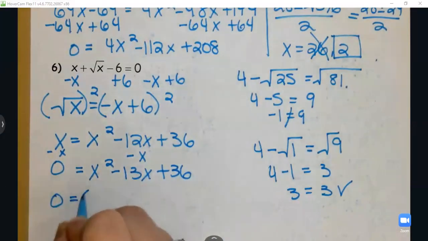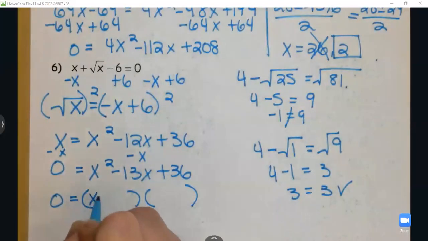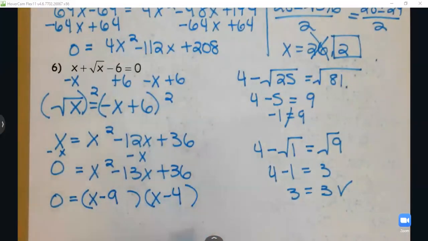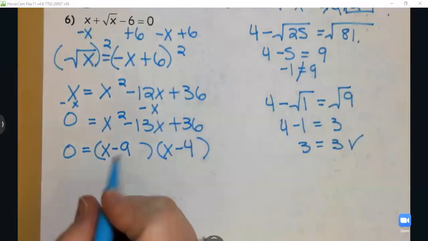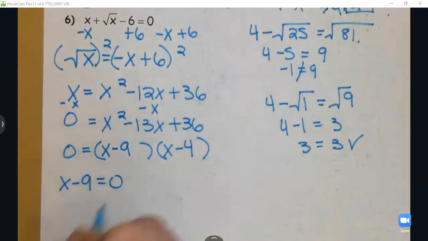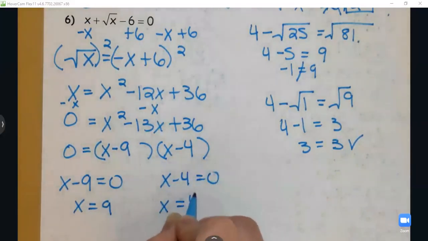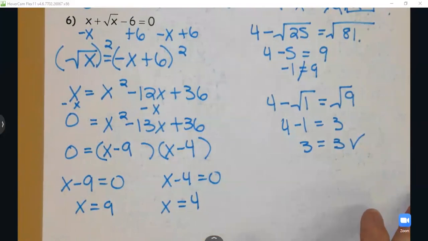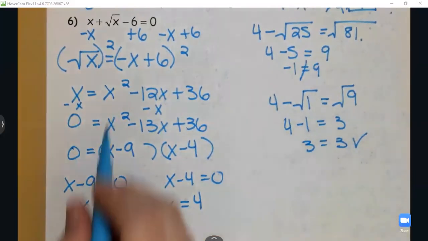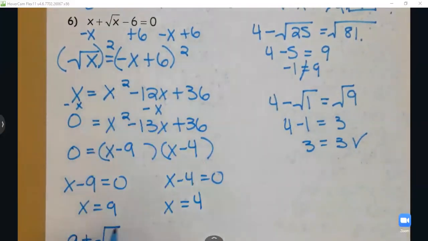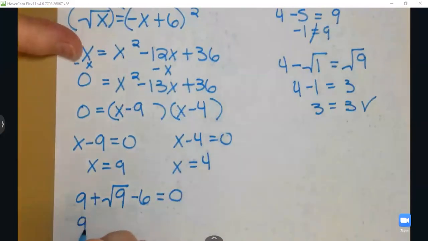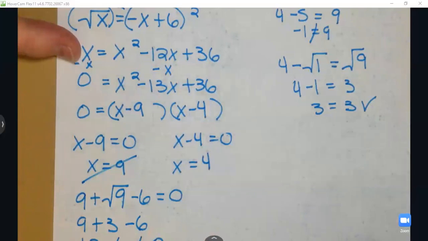I can solve this by factoring. That's going to be x minus 9 times x minus 4. So our two solutions are going to be positive 9 and positive 4. But again, we need to plug these back in and check that they work. So let's try 9 first. 9 plus the square root of 9 minus 6 needs to equal 0. 9 plus 3 minus 6, that's going to be 12 minus 6, which does not equal 0. So 9's not a solution.